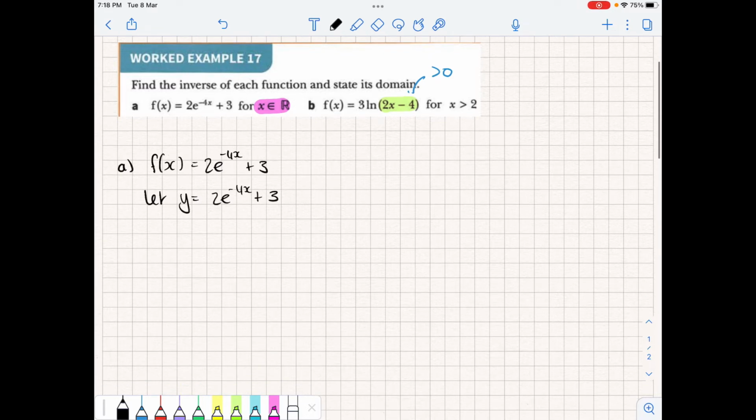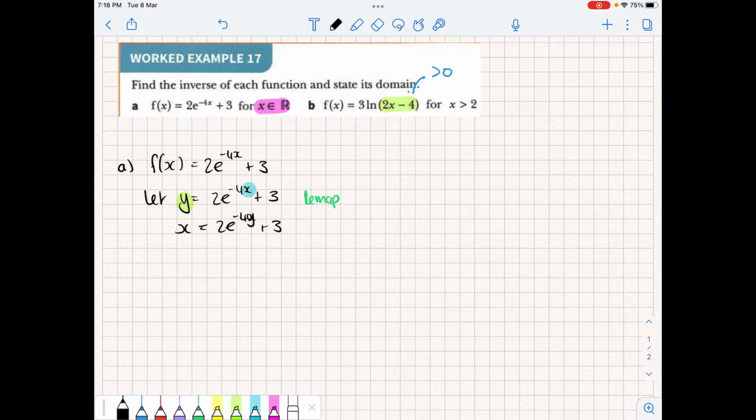Now from here, what we need to do is remap. When we remap, we're swapping all the y values and creating x values, and all the x values become y values, because an inverse is a reflection about the y equal to x line. That's why we swap the values around. So we'll have x equal to 2e to the power of minus 4y, plus 3. Oh, sorry, 4y, plus 3.